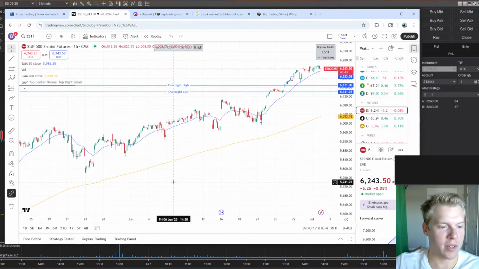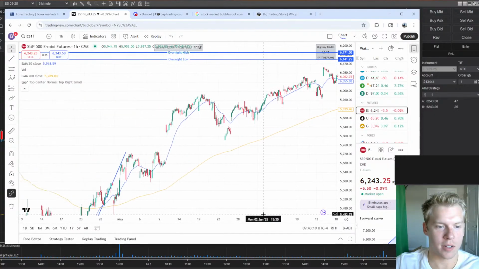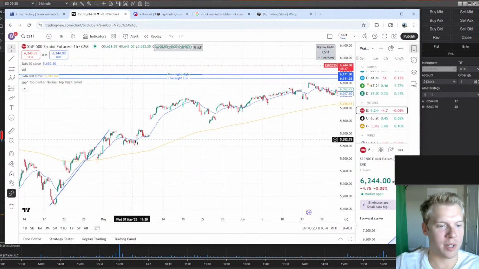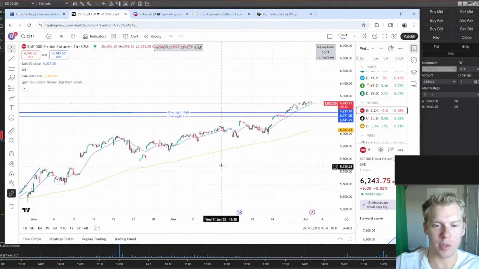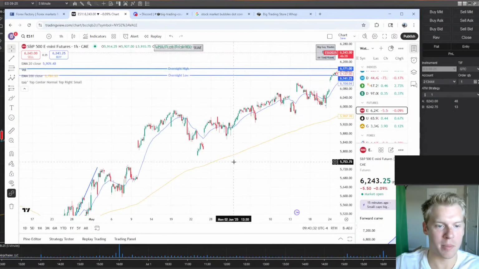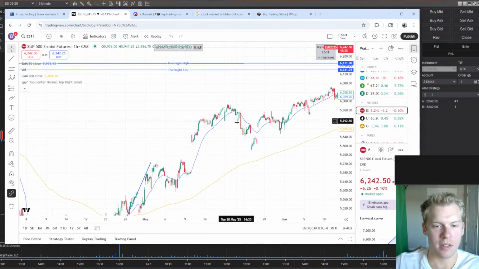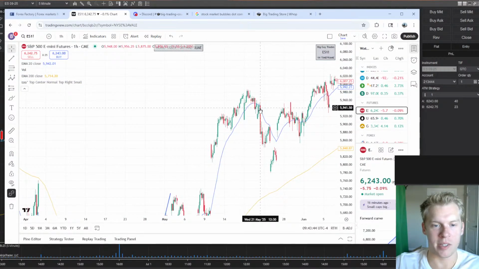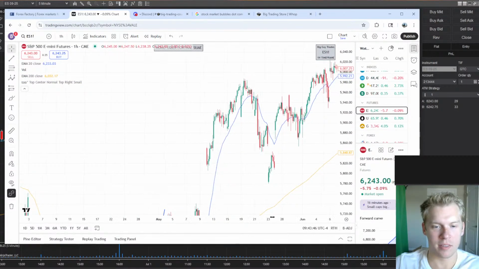Just like on the daily, the hourly has gotten below the moving average, but it really hasn't made any strong attempts to stay below it. The best was here. It spent maybe a few days below it here, but every sell-off during this was bought pretty quickly.